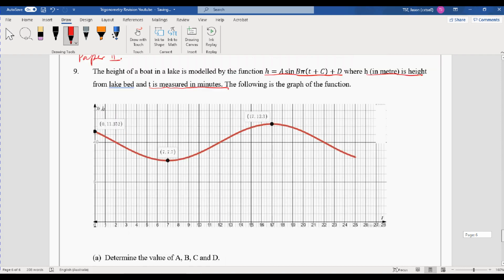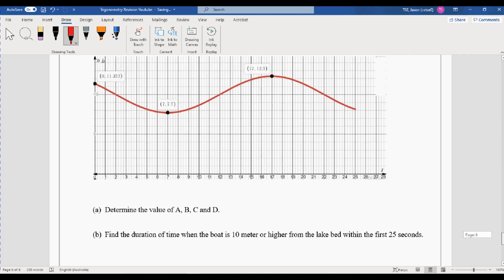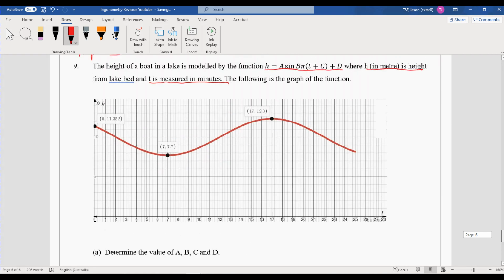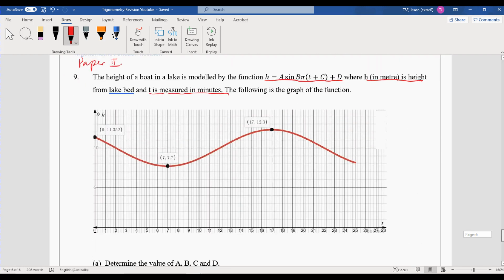Okay, so what you're going to do is to determine the values A, B, C, and D. It looks pretty much like the question before, but in this case, there are a few things you need to be careful about. First of all, you see that it's not just B, it's B pi. So the whole thing, B pi, will be used as the same function as the B before. Let's see how we could find them.